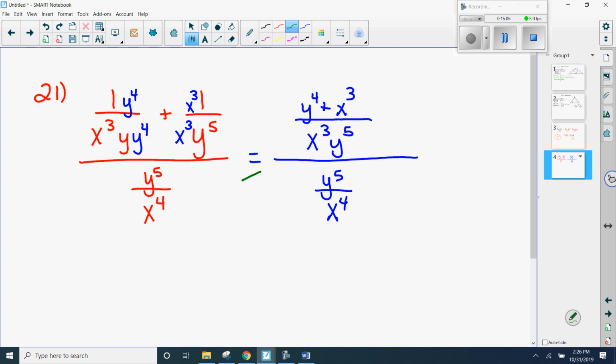Now what does this line right there mean? Divide. So you're going to take that top fraction and divide by the bottom fraction. But how do you divide fractions? Keep, change, flip. So I want to move this up by flipping it. So I'm going to get x to the 4th over y to the 5th.